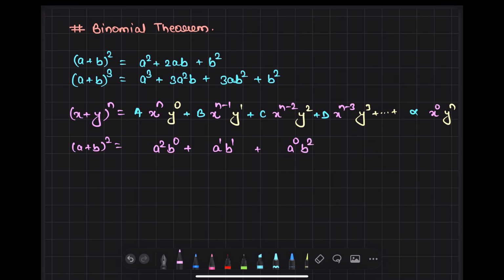Now we have the coefficients a, b, c. We will study how to find these coefficients a, b, c. If you observe, here you have a square, here a square, here ab, here ab, here b square, and here also b square. I hope you got the rough idea of the expansion. Now we will continue with the coefficients. I hope that till this part you are comfortable.